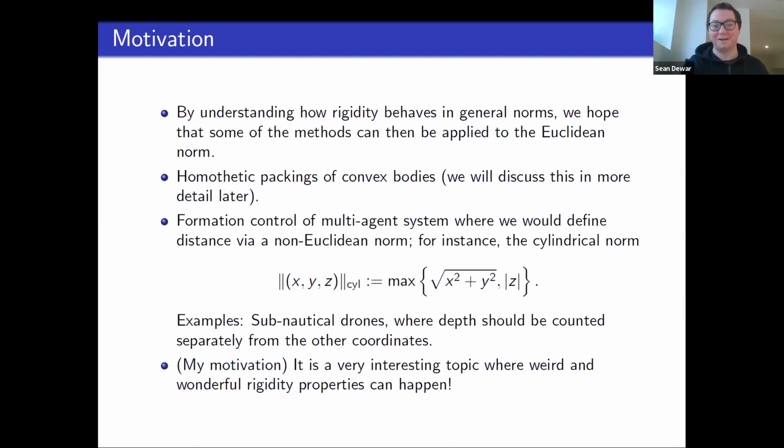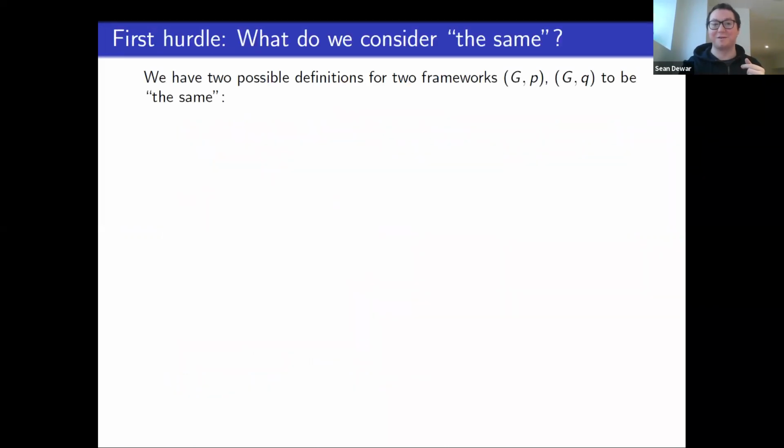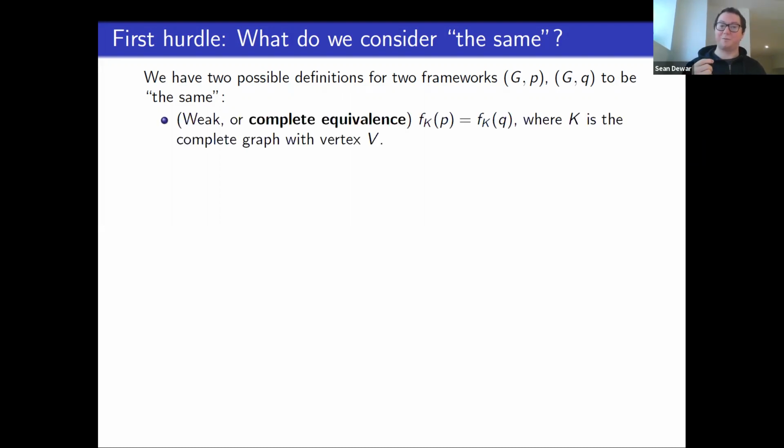Okay. Now, I mentioned previously on the last slide about two things being the same. So our first hurdle when setting up these problems is, what do we consider the same? If we have two frameworks, when are they counted as the same thing? Now, this isn't so obvious. For Euclidean, it's fairly obvious, but I'm going to give you two possibilities. And in Euclidean spaces, they're the same.